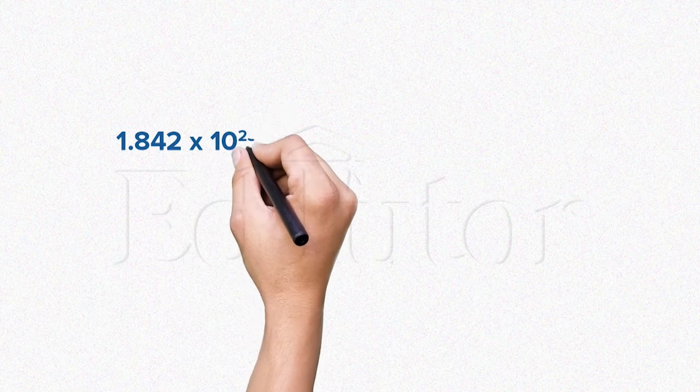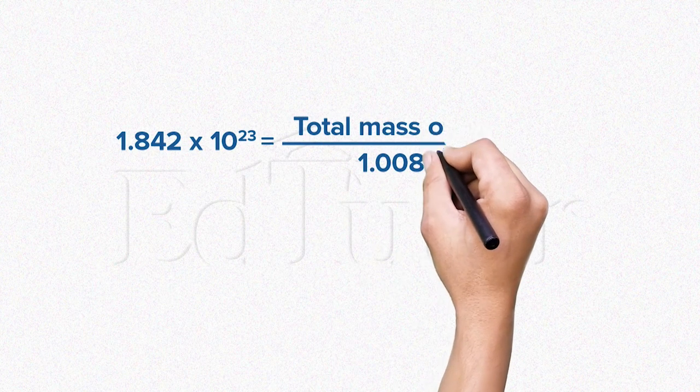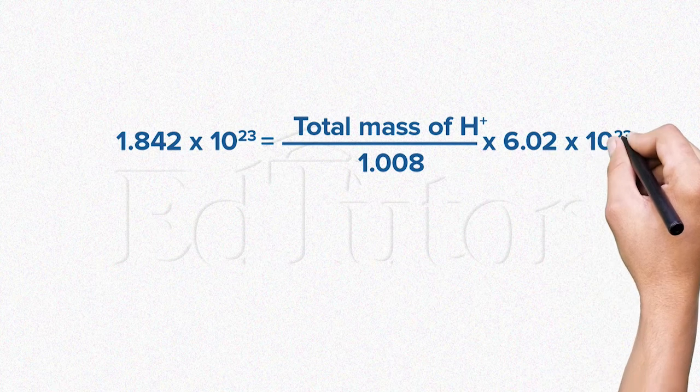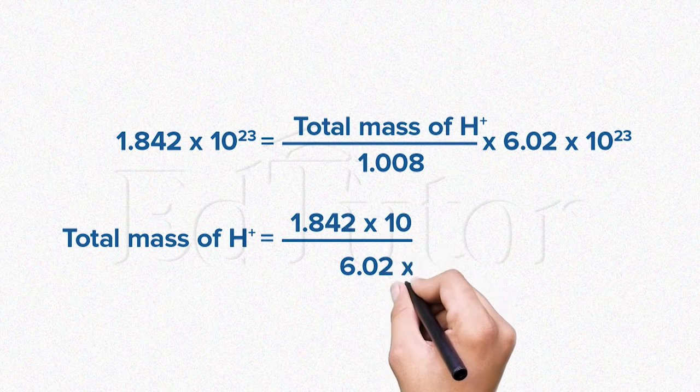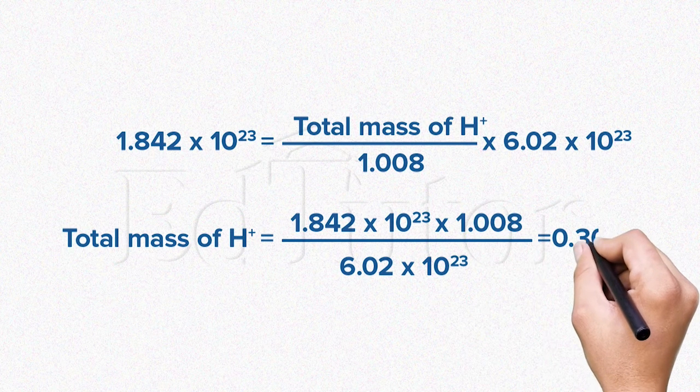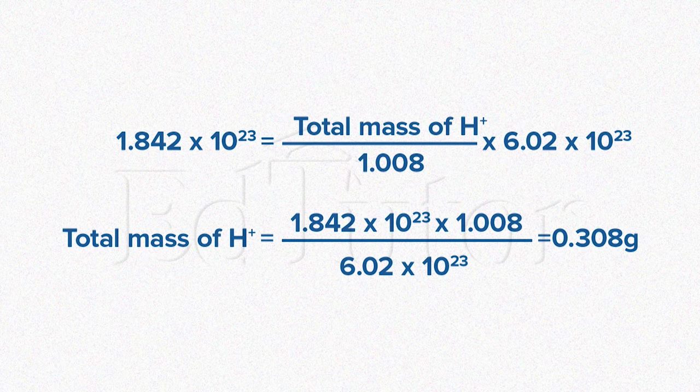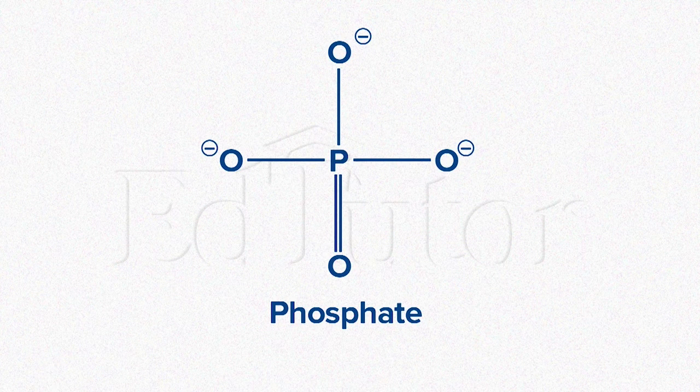Now let's insert the values in the formula and we will get 1.842 into 10 to the power 23, which is the number of hydrogen ions, multiplied by 1.008, that is the ionic mass, divided by 6.02 into 10 to the power 23, which is Avogadro's number. Are you getting what we did here? Upon solving this calculation, we will get 0.308 gram, which would be the total mass of H+.